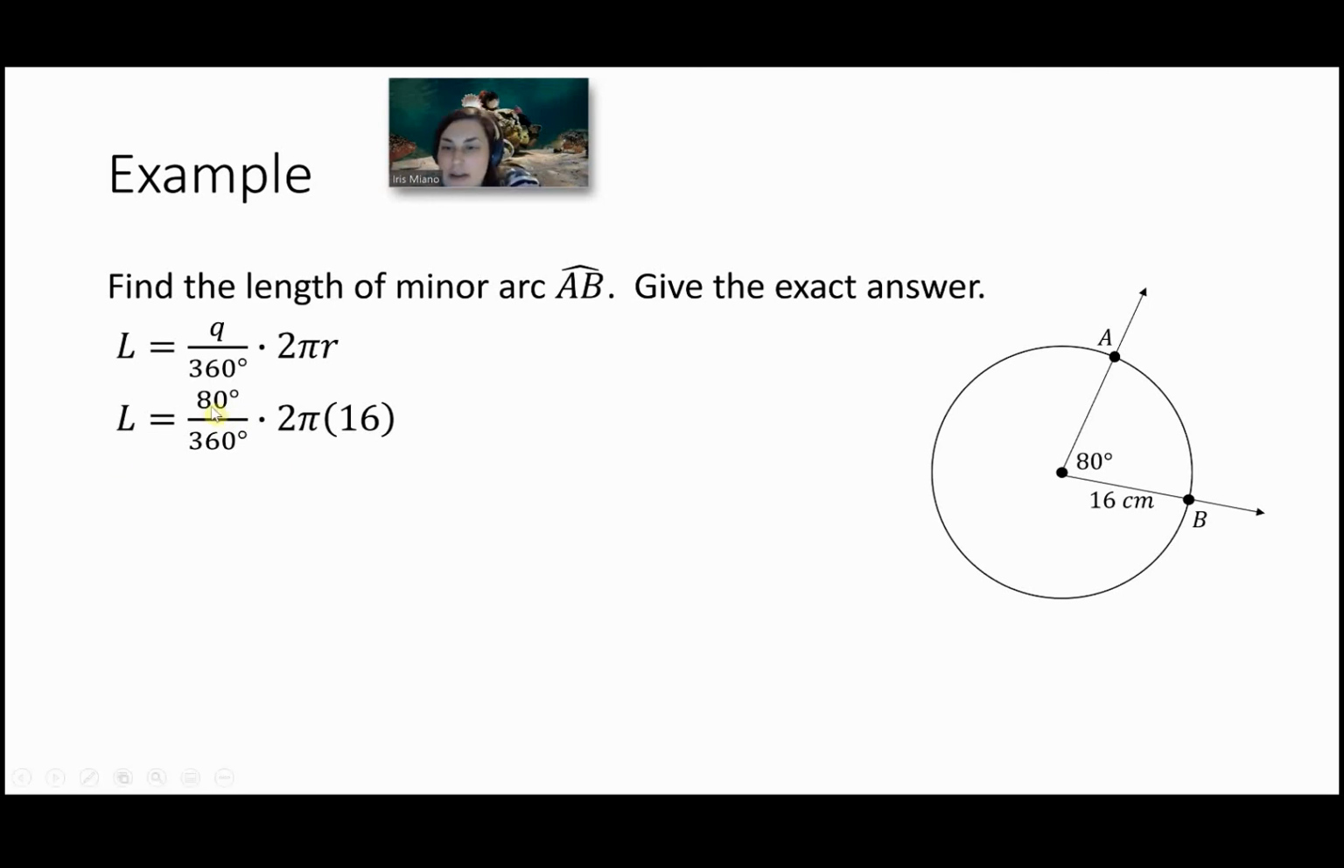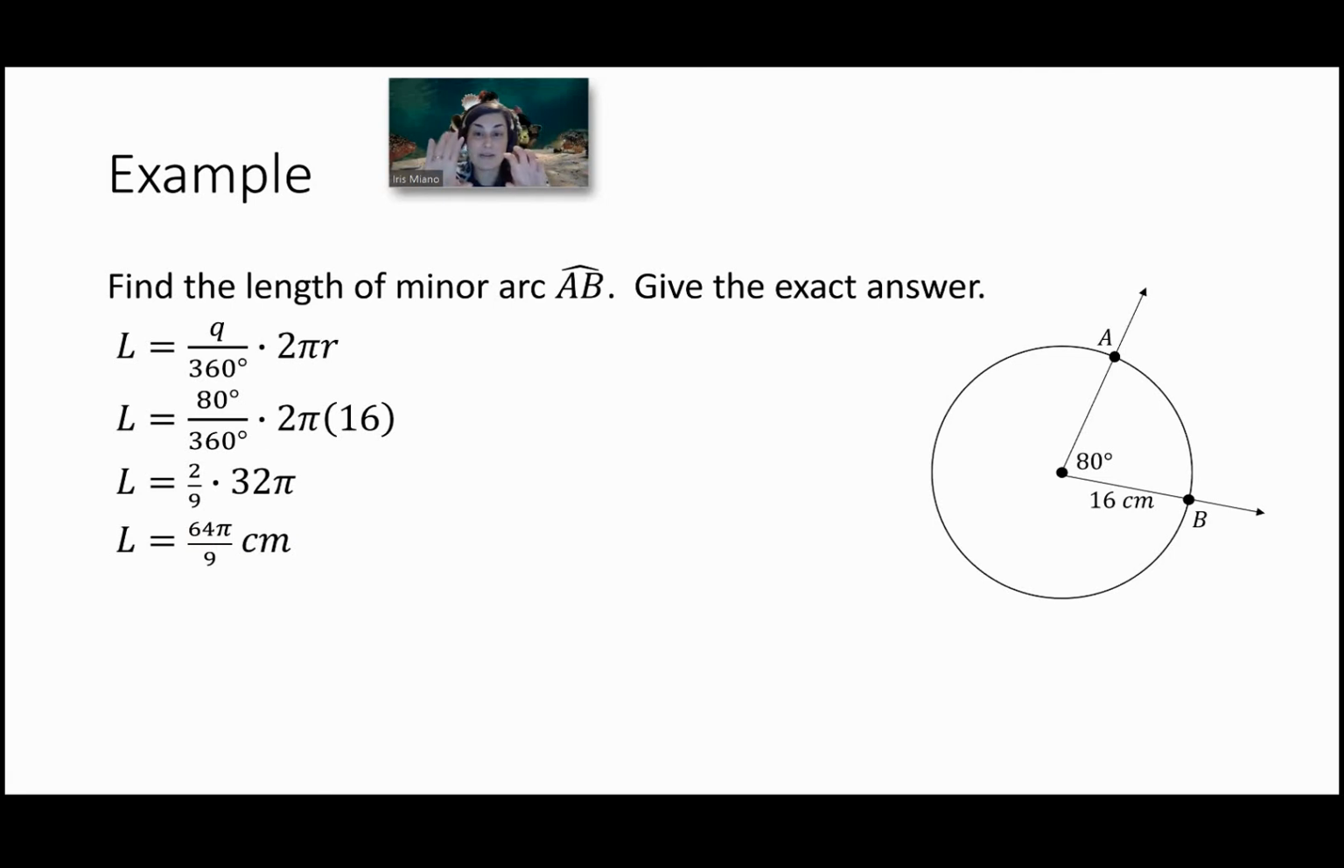Those degree units cancel out along with a factor of 10 and at least a factor of 4, I think. And then there's another factor of 2 here, several more. So if you simplify all the way down, leaving, of course, the pi in place, you will get 64π over 9 centimeters.